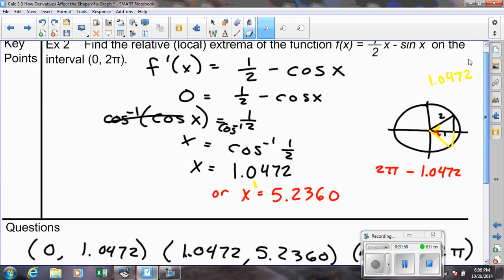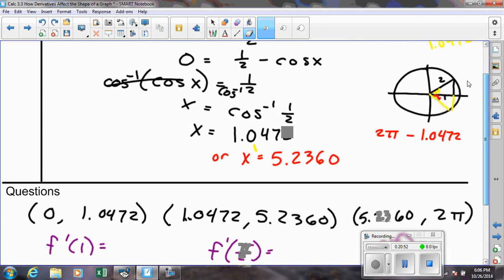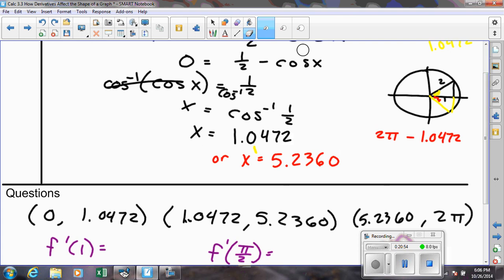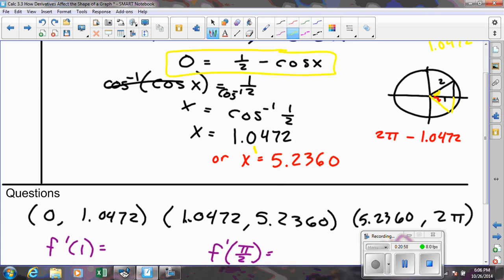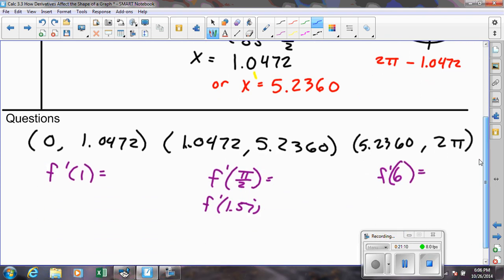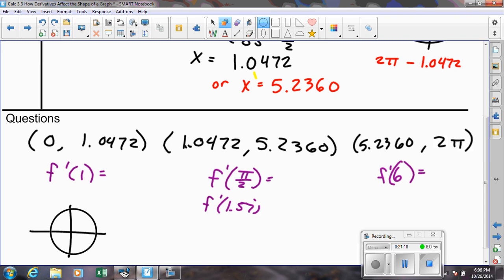So let's take a look at our derivative, 1/2 minus cosine of x. One of the big pieces I'm going to be looking at is the unit circle that I had over here. In order to make it a little bit clearer, I would like to bring it down this way. Where's my circle? Okay, so here we go.